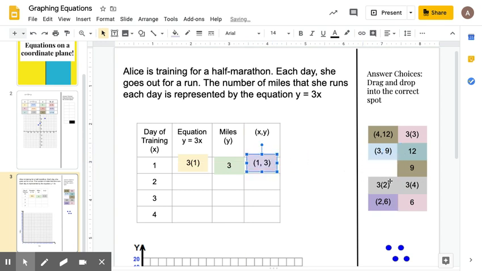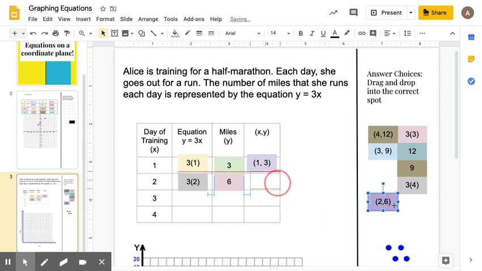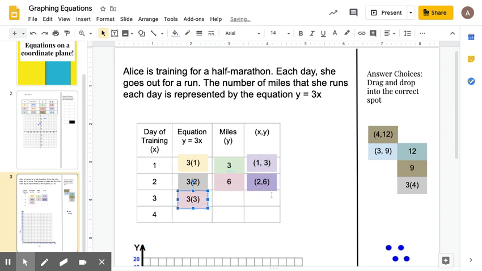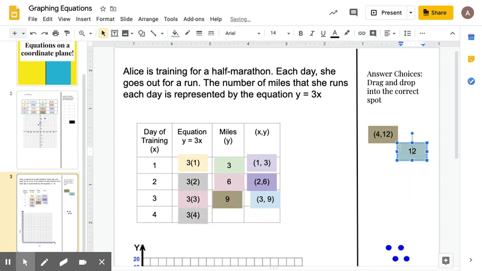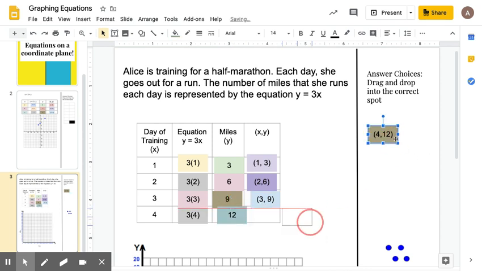Let's do the same thing with the next day. On day 2, she runs 3 times 2, which is 6 miles. That gives me my ordered pair 2, 6. And going ahead with the next row, 3 times 3. So on day 3, Alice runs 9 miles. That's going to be 3, 9. And last but not least, on day 4, she runs 12 miles. That is a lot of miles. 4, 12.